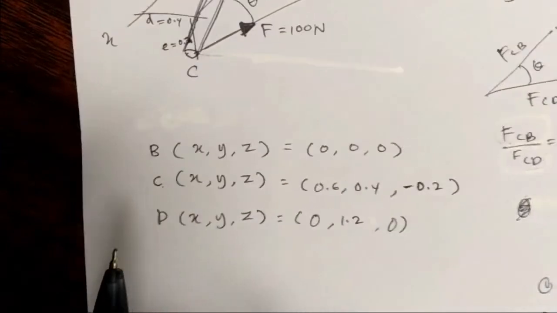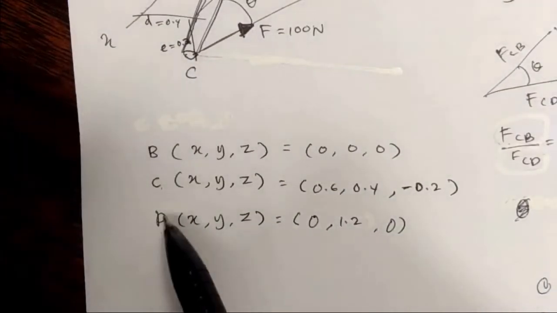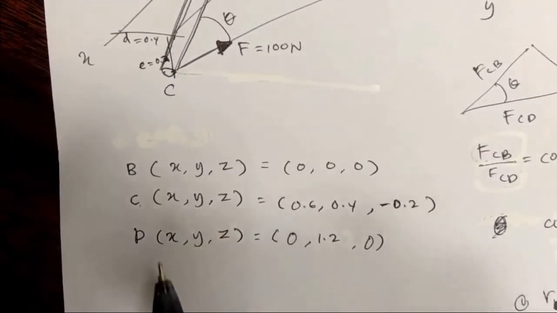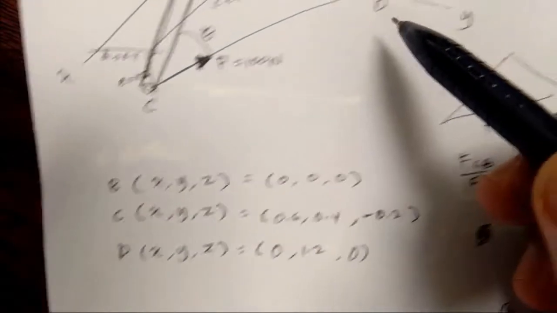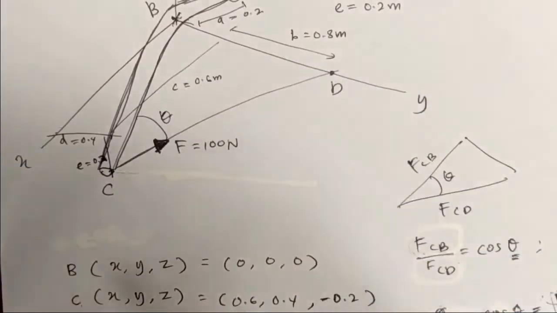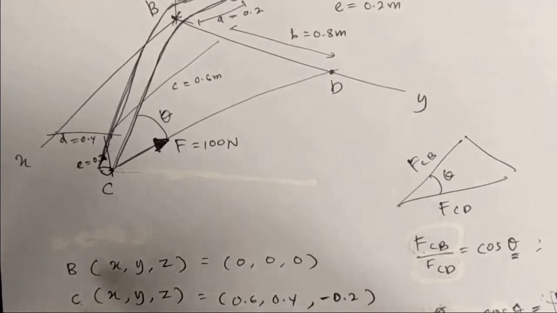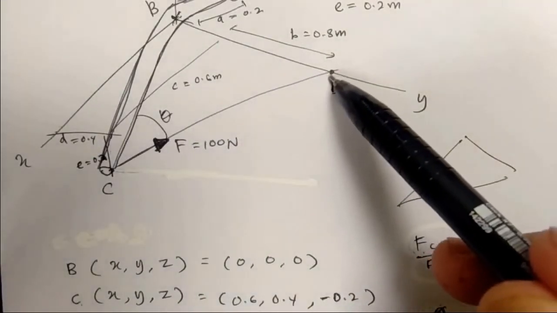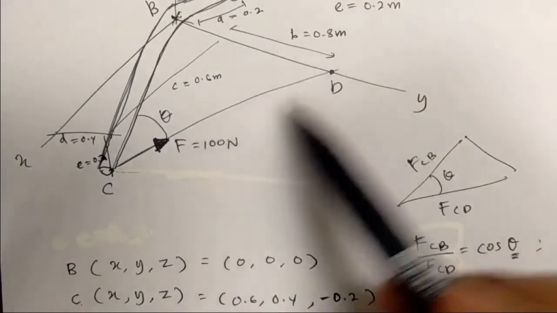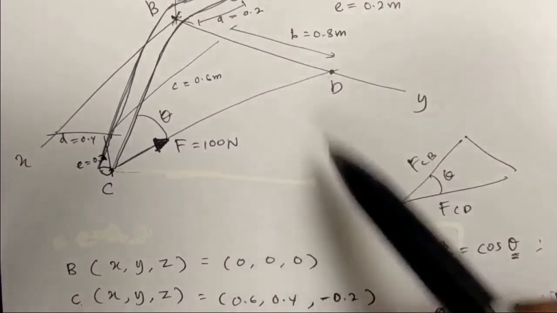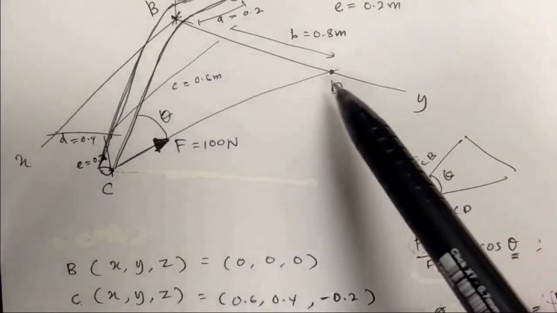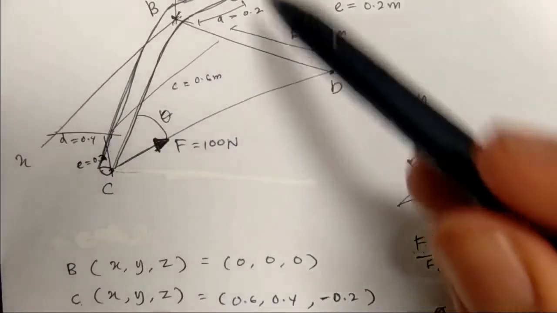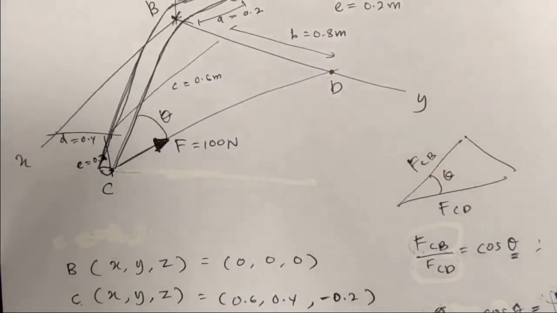You also will need to define the coordinate for D. The coordinate for D in the x direction is 0, because they do not move in the x direction. For y the coordinate is 1.2, and for z also 0.